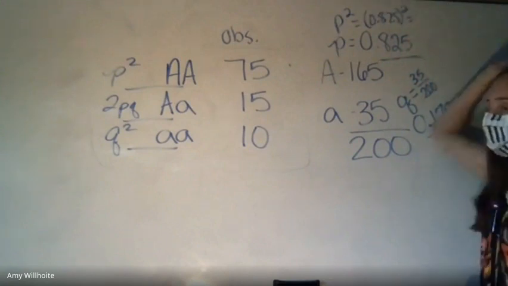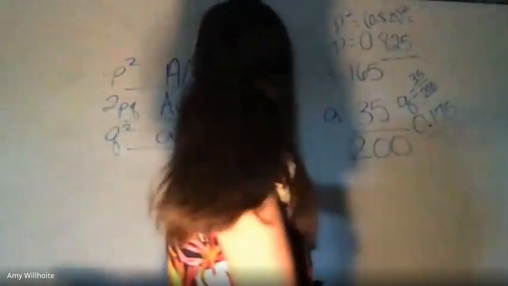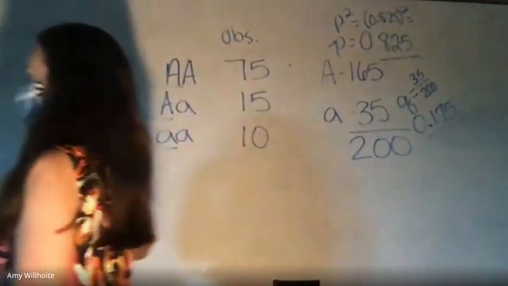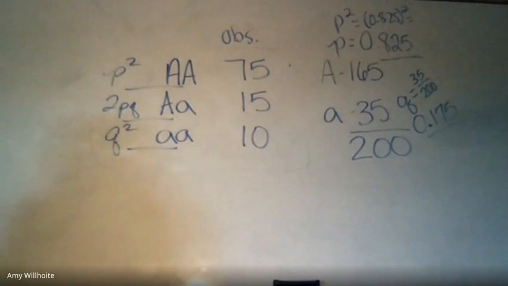And then just move your decimal twice or multiply it by 100, and that'll give you your expected for this homozygous dominant. At that point, you could run your chi-square for that one. Expected, observed minus expected squared over expected. Now I've got a value for that.